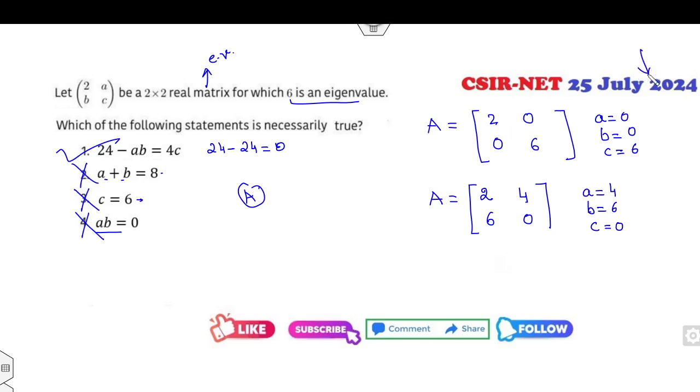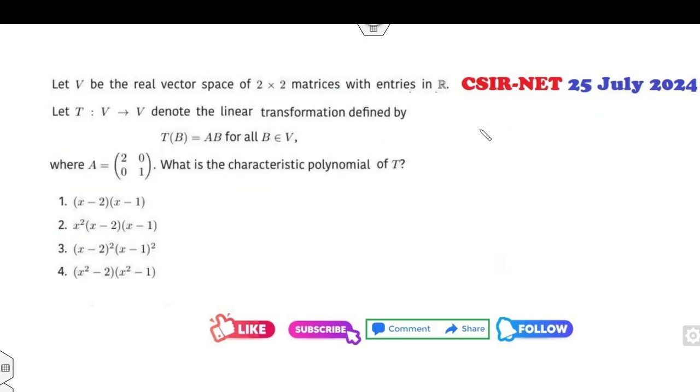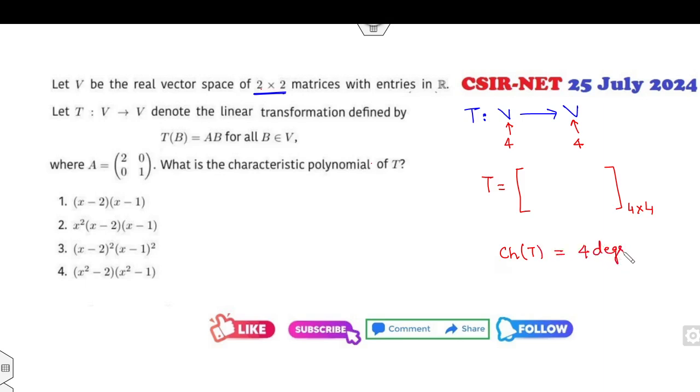And you can see it's a very recent year paper and the same concept I have used. V is a 2 cross 2 matrix with the entries. Can you find the dimension of this V? Dimension is 4, 2 cross 2. This is also 4. So therefore, capital T is my 4 cross 4 matrix. So the characteristic polynomial of the capital T is also of degree 4. Fine. So first option, cancel.